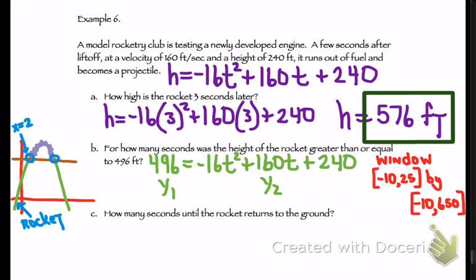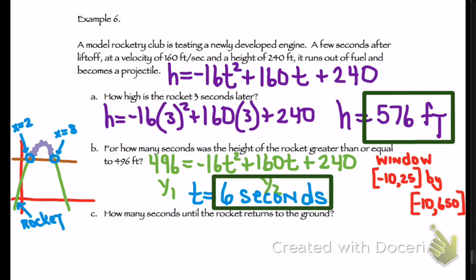When you found the intersection, the one on the left, you should have got x was 2. The one on the right, you should have got x was 8. So how long was it greater than or equal to 496 feet? Well, from 2 to 8 seconds, that's when it was greater than or equal to. So that means it was greater than or equal to for a total of 6 seconds. From 2 to 8 is 6 seconds.